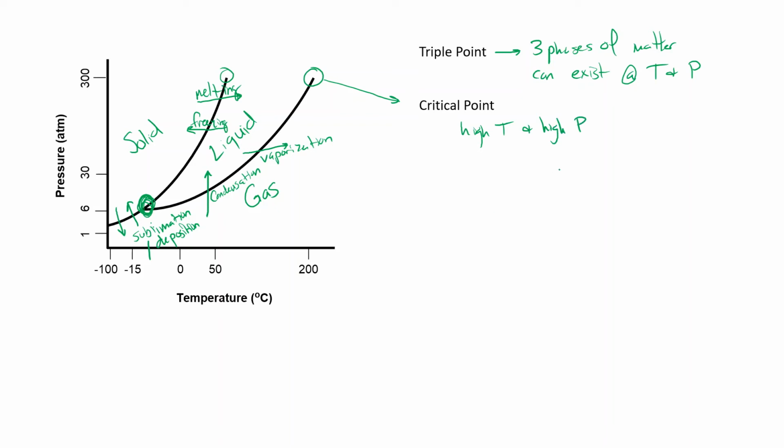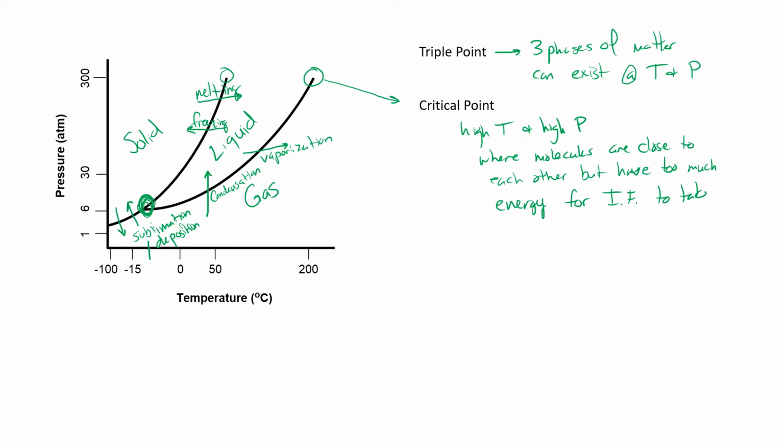Well, in most cases, it's high temperature and high pressure. It depends on the molecule. But high temperature and high pressure, where molecules are close to each other, have too much energy for intermolecular forces to take over. And so you have this weird situation where it seems like it should be a liquid because the molecules are so close together, but they all have so much kinetic energy that they can't really interact with each other and have intermolecular forces take over.